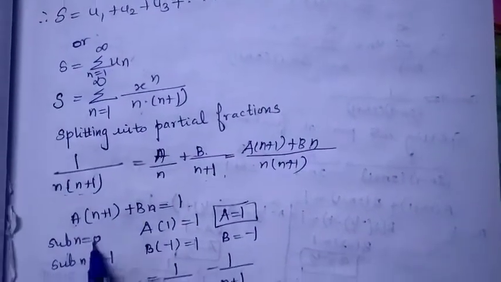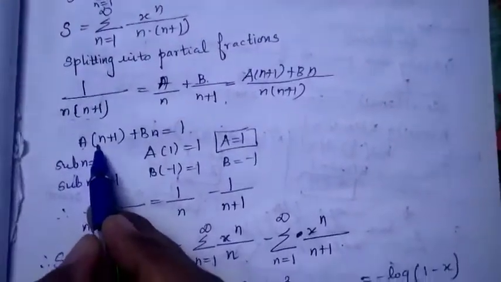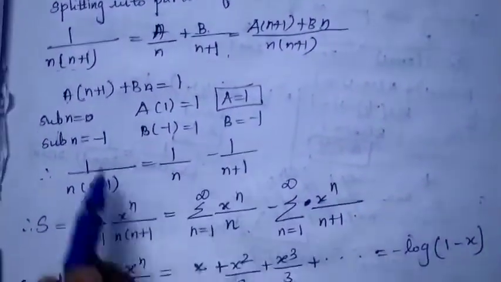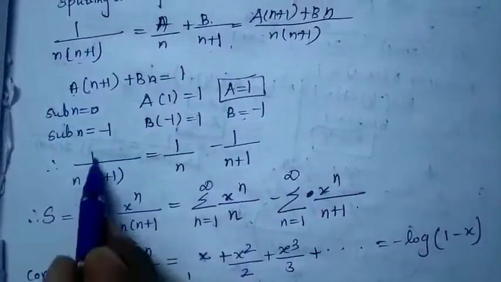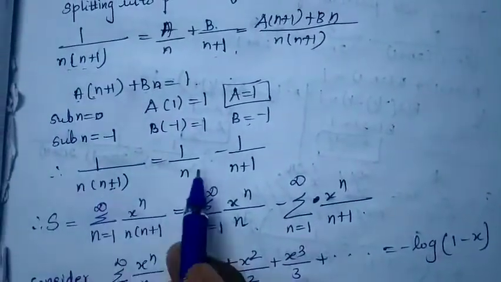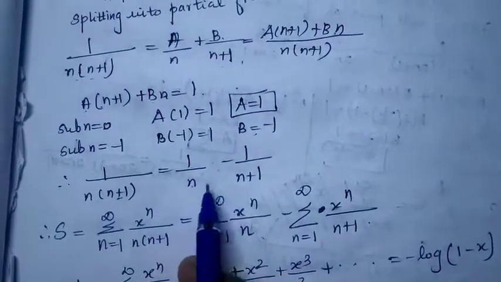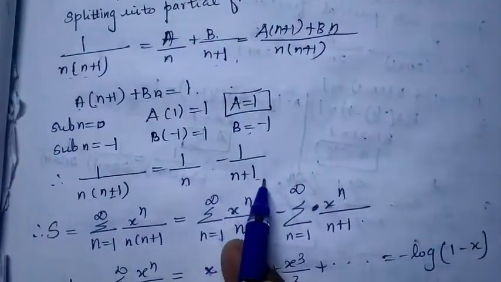So now you substitute n equal to say 0, so that you will get a term. So a term is 1. Similarly, substitute n equal to minus 1, you will get the b term. So now you replace this here. So 1 by n into n plus 1 equal to a by n plus b by n plus 1. A is 1 by n and b is minus 1 by n plus 1.